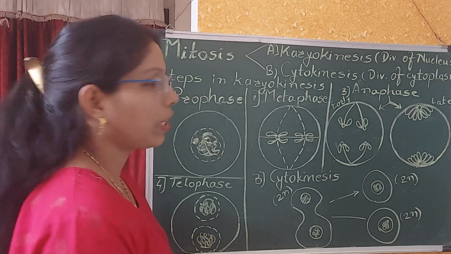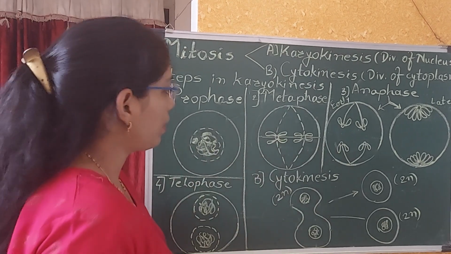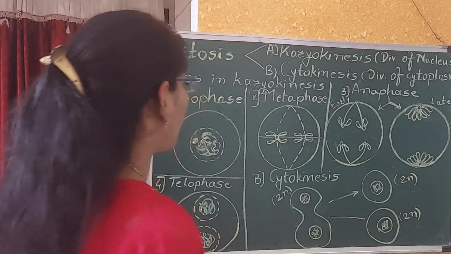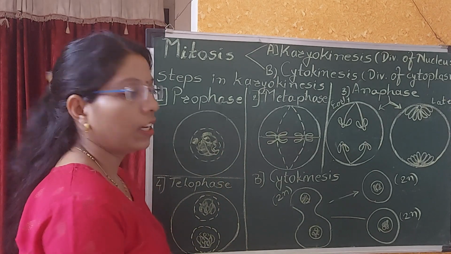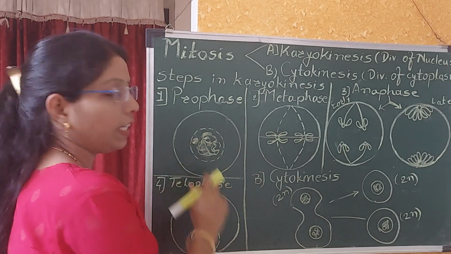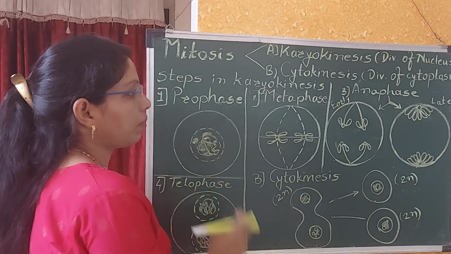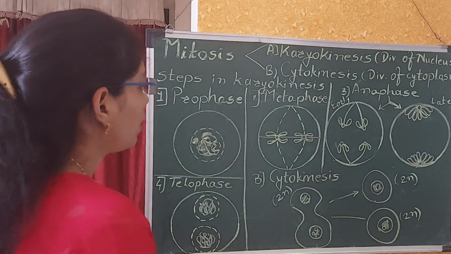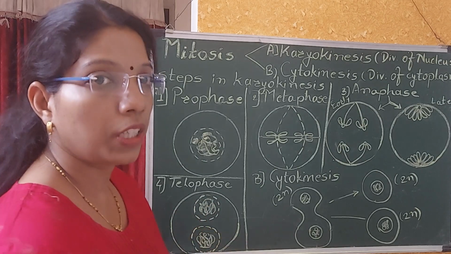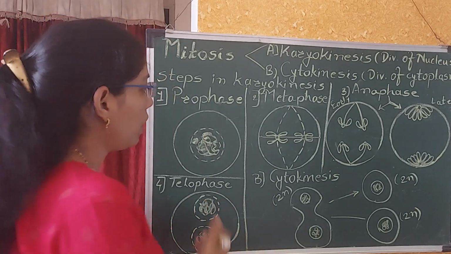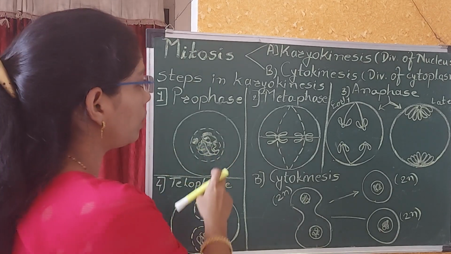Here in prophase you have to write: condensation of the chromatin material takes place and the chromosomes become thick, and the nuclear membrane starts to disappear. We have drawn it in a dotted line because it starts to disappear. These are the important points about prophase. First is condensation of the chromatin material. The chromosomes become thick prior to division, and the nuclear membrane starts to disappear. So this is about prophase.